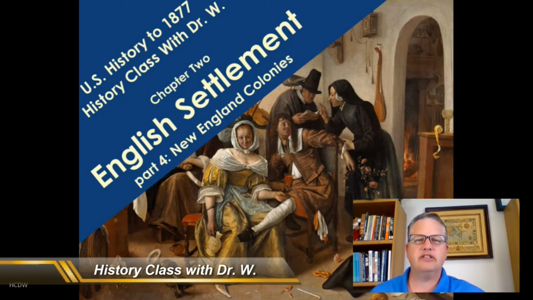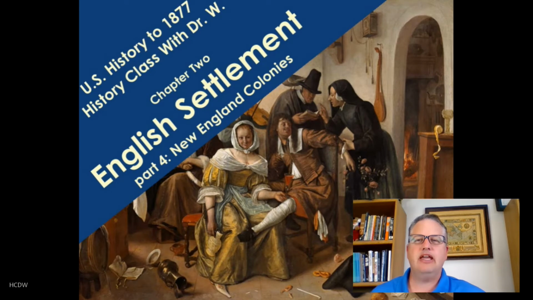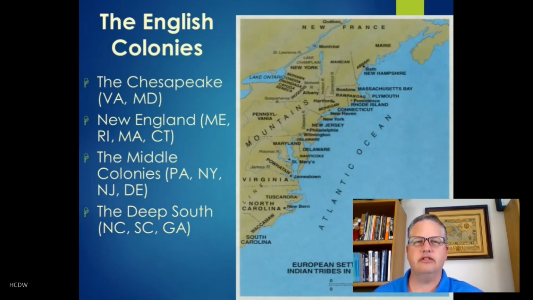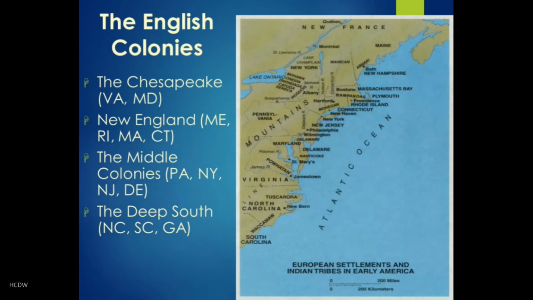In the previous lecture, we talked about the Chesapeake settlement, and in this lecture, we're going to begin talking about the New England colonies. So, between roughly 1600 and 1670, we see four different regions of English settlement. They will be different in their social and political structures, their economies, their leaders, and their objectives and outcomes.